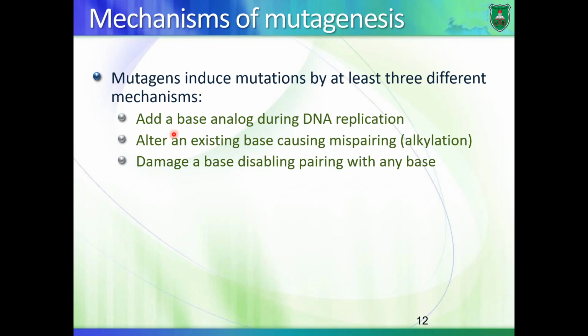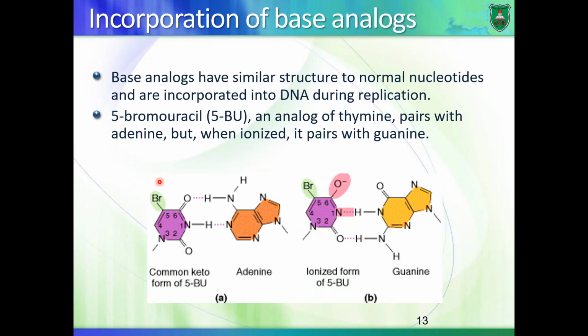And you can have mutations that are caused by different mechanisms. You can have addition of a base analog during DNA replication. You can have a base that is altered chemically, and you can have a base that is damaged. Okay, so let's talk about a base analog. Base analogs are chemicals that look like nucleotides, but they're not nucleotides. Okay, and they can cause mutations.